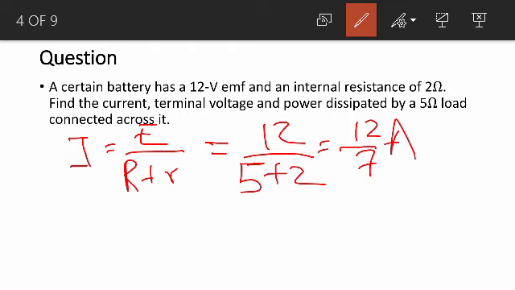And we can calculate that. 12 divided by 7 gives us 1.714. So that means our current here is 1.714 amperes. So that's the current in this particular circuit. You can write that somewhere.